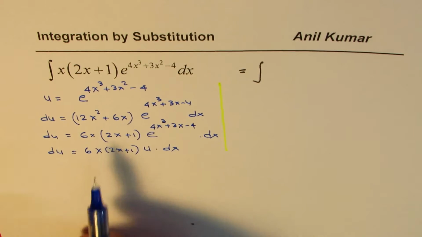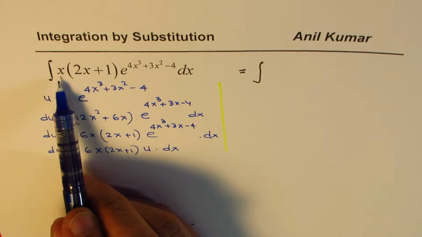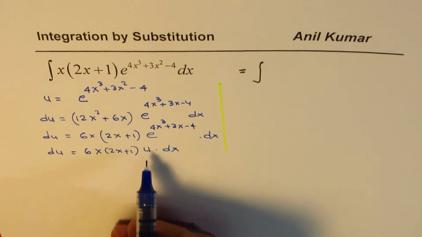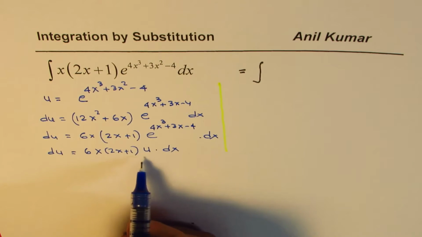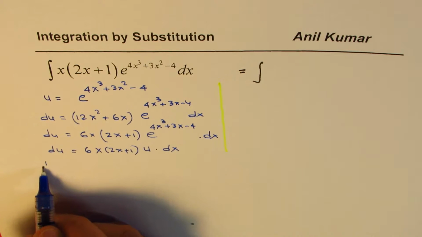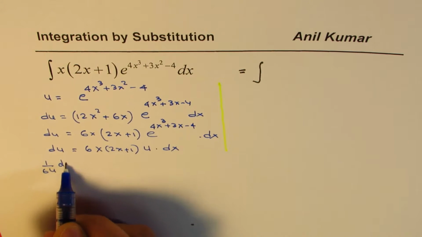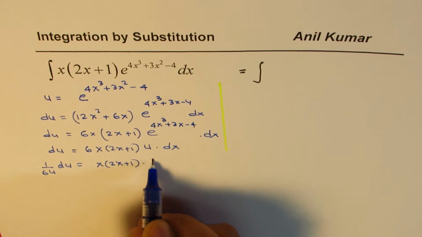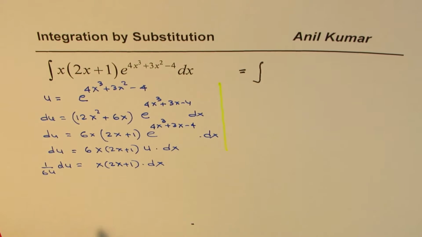Now we need to find x times (2x plus 1), which is right there. So if I take out what is not required on this side, what I get is 1 over 6u du equals x times (2x plus 1) dx. Do you see that? That is what we get here.